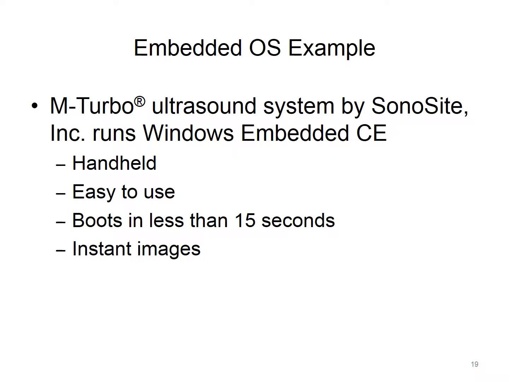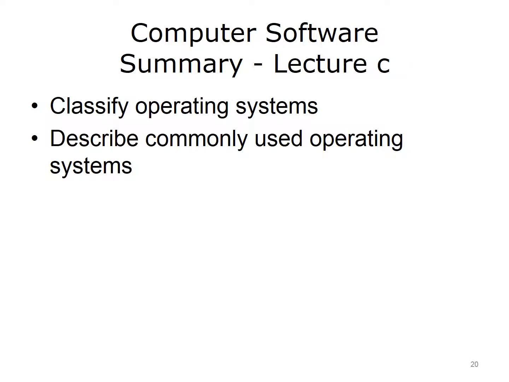This concludes Lecture C of the Unit on Computer Software. In summary, this lecture classified and described some of the more common operating systems, including the features and benefits of several of them.